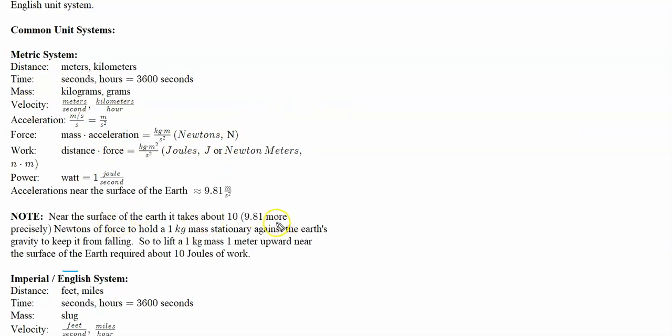Near the surface of the Earth, acceleration is 9.81 meters per second squared downward. So if you take a 1 kilogram mass and hold it in your hand near the surface of the Earth, the Earth wants to pull it downward, to accelerate it downward at 9.81 meters per second squared.